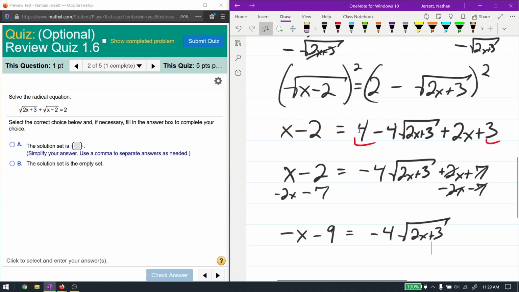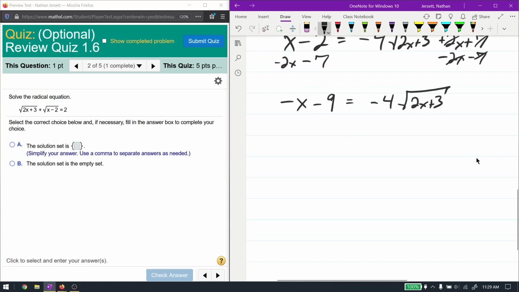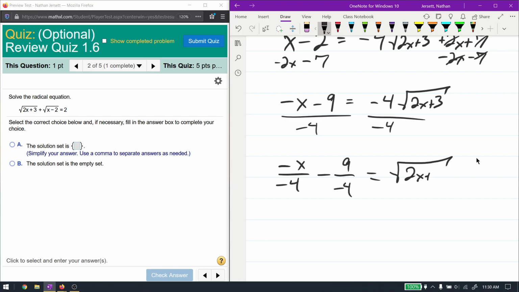I'm sure if I did this the other way, it might be a little bit nicer, I guess. Maybe not. I don't know. But this one I can keep going because I can divide by negative 4. Divide by negative 4. That's the same thing as dividing each of these things by negative 4, because the division of negative 4 distributes. So I can have negative x over negative 4, and then I'll say a minus 9 over negative 4 equals root 2x plus 3.